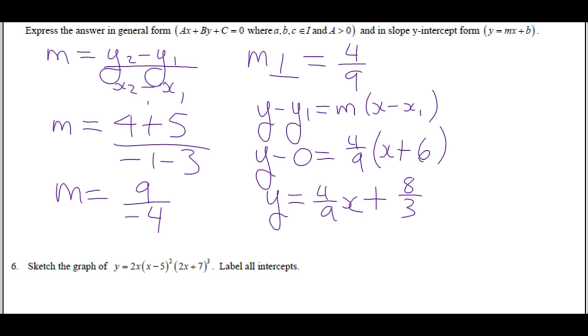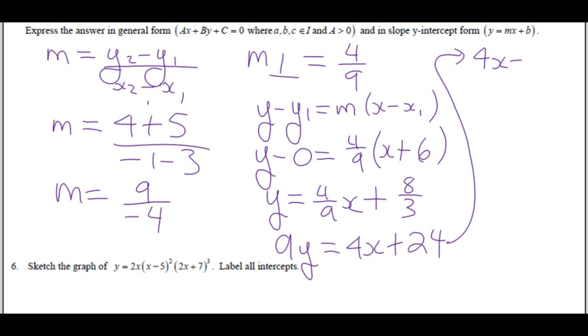Okay. Multiply through by, to clear out the fractions, if I multiplied everything by 9, yes, thank you. So 9y is equal to 4x plus 24. So the idea is general form does not have fractions, right? It has only integers, and A is positive, so we've got a positive A here, so that's good. So let's go with 4x minus 9y plus 24 equals 0. And that would be the general form.